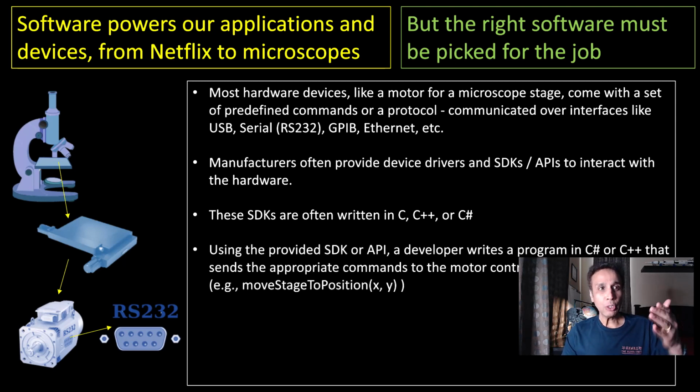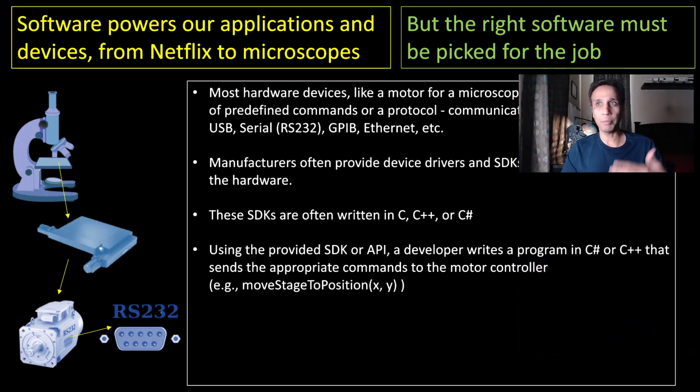Now, you can use this API that the manufacturer provides to write a program in C Sharp or C++, and you can send an appropriate command to the motor controller. And the API call can be as simple as, hey, move stage to position X and Y. And then it moves it to that specific position, right? So then motor X turns, motor Y turns accordingly, and you get the stage to the right position.